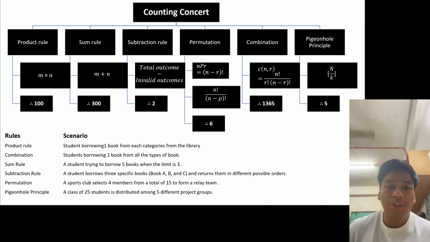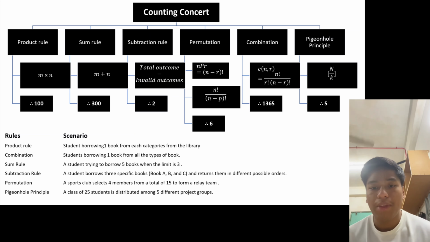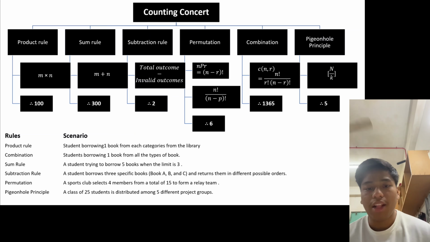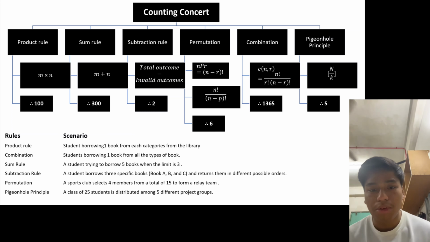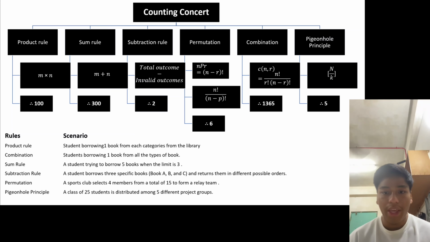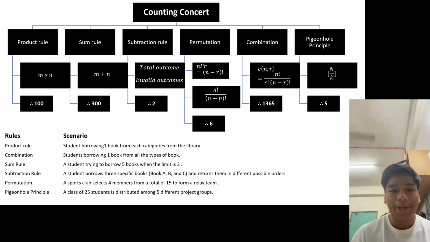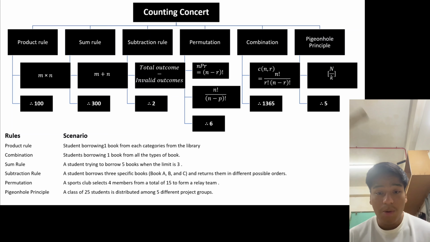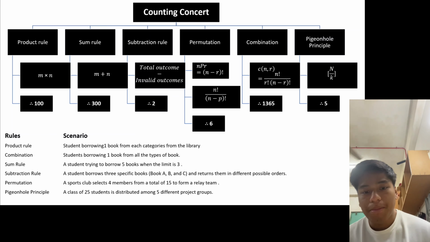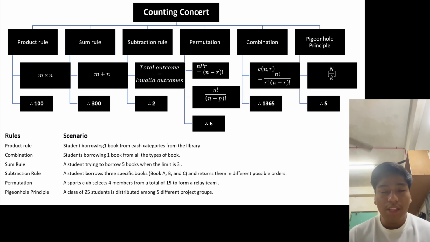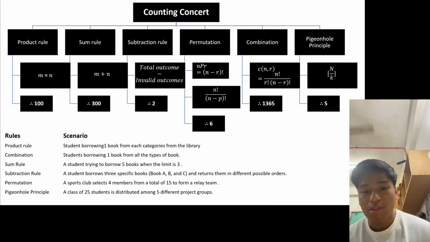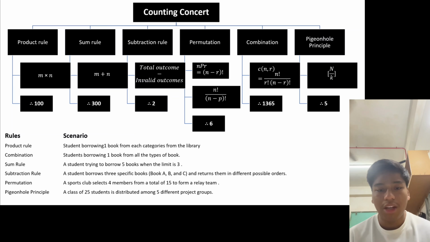For the subtraction rule, we first consider all possible outcomes and then subtract the outcomes that are not allowed. In this scenario, the rule is that a student can borrow at most 3 books, but we are looking at cases where a student tries to borrow more than 3 books. So first, I count the total number of ways a student could borrow books without any restrictions. Then I subtract the number of ways where the student borrows more than 3 books, because those outcomes are invalid. Using the subtraction rule, valid outcomes equal total outcomes minus invalid outcomes. This gives the number of acceptable borrowing possibilities.